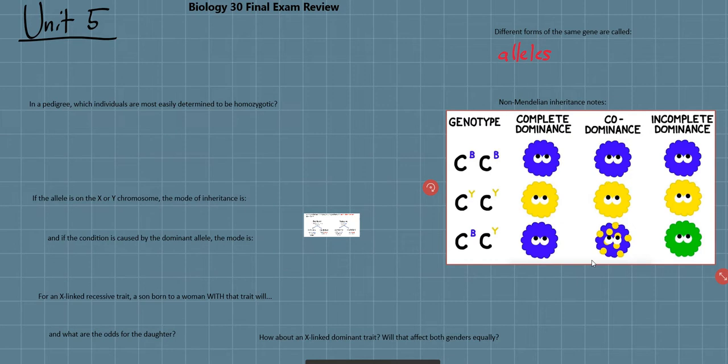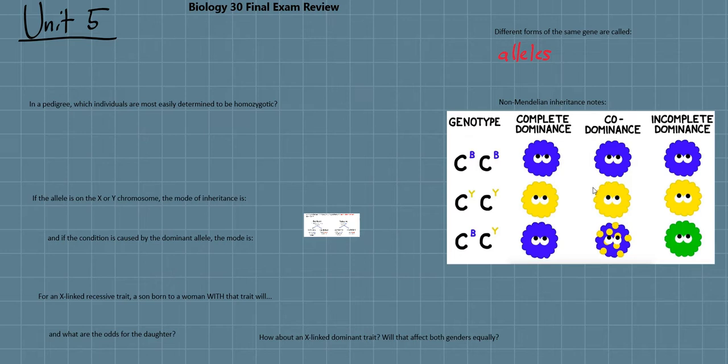Here, if we have a color gene, and that color gene is notated by the letter C for color, and a B for maybe blue, and a Y for yellow. If there is complete dominance, this one would be Mendelian. We have blue and yellow, and if we have a mix of the two, one allele for blue and one for yellow, we get blue. So that means blue is dominant, yellow is recessive. So this would be Mendelian.